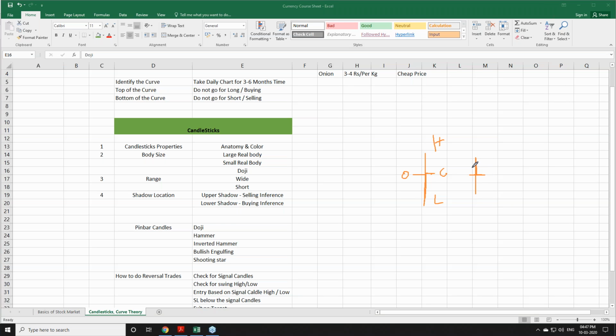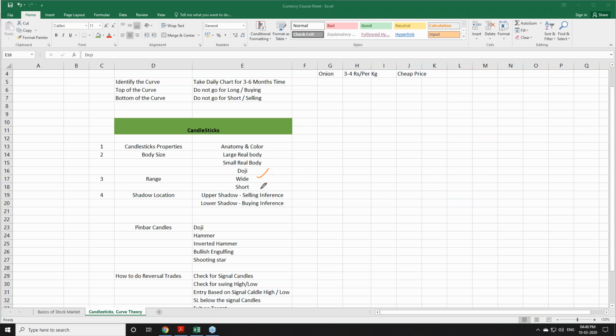No real body means the high and low should be significant, but open and close have no big difference between them. This kind of pattern is called a doji. It is a different name for newcomers. Please remember this doji, a very important signal candle. Let's discuss more about that later on.